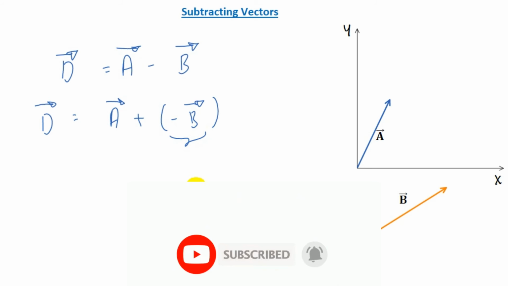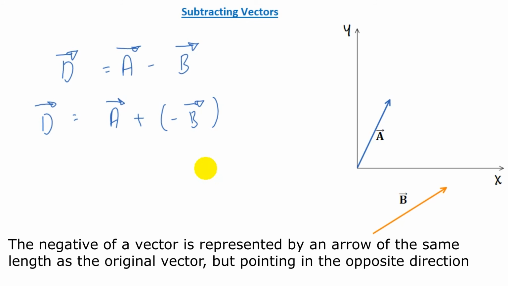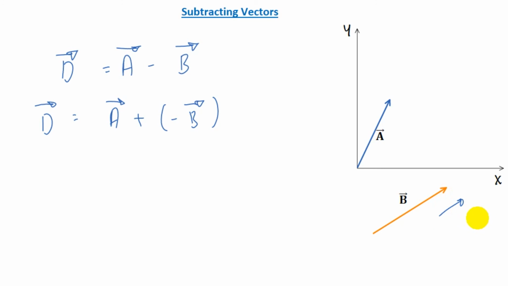Now what this negative of vector B tells, so it has a very simple graphical interpretation. The negative of a vector is represented by an arrow of same length as the original vector, but pointing in the opposite direction. Here this is pointing in this direction, so the negative B vector would be pointing in this direction. So let me make the vector. So this vector represents negative B vector. Now the procedure is very simple. We're going to put head to tail, that we discussed earlier also. So I'm going to take this vector and here.